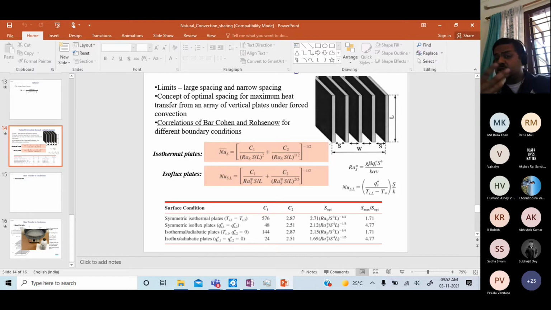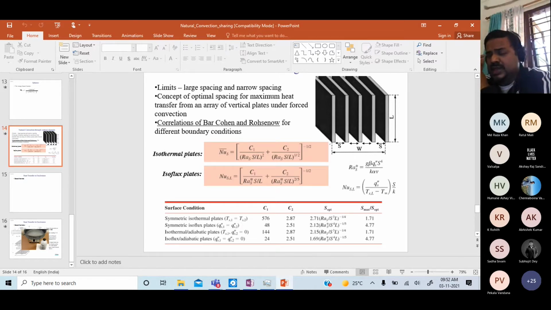Optimal is to maximize the heat transfer. And you will ask, what are you talking about? Okay. What I'm talking about is the following. You have a total width, let us say this W, that is constant. That is a constraint you have. As a designer, that's the space you have.